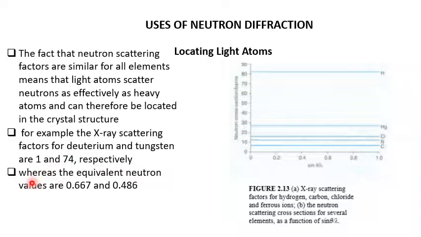But when we see the neutron diffraction of deuterium and tungsten, they are nearly equal, 0.667 and 0.486 respectively. These are the scattering factors for deuterium and tungsten, they are nearly equal. So it means that neutrons are diffracted effectively by heavy atoms and light atoms, and we can detect the light atoms by studying this graph of neutron diffraction.